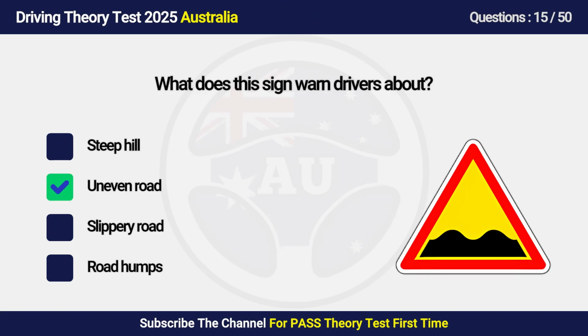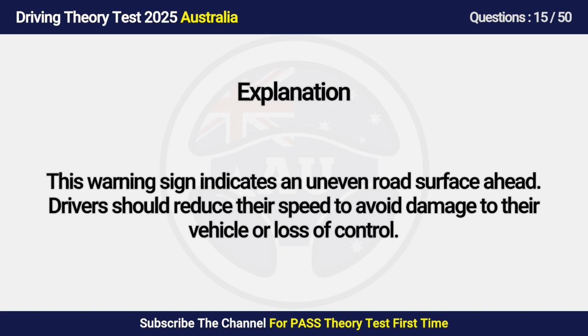Answer is B. Uneven road. This warning sign indicates an uneven road surface ahead. Drivers should reduce their speed to avoid damage to their vehicle or loss of control.